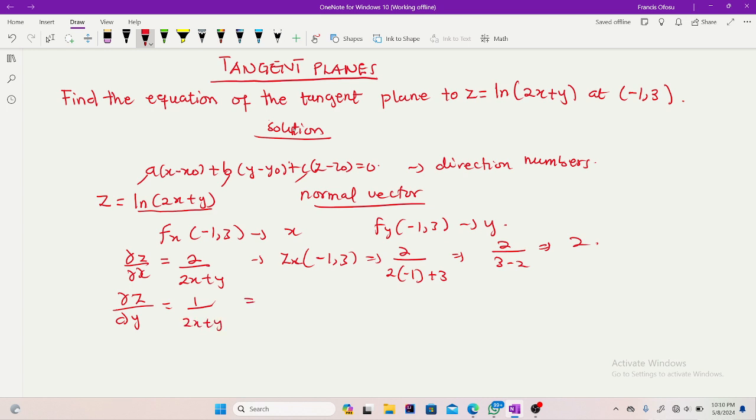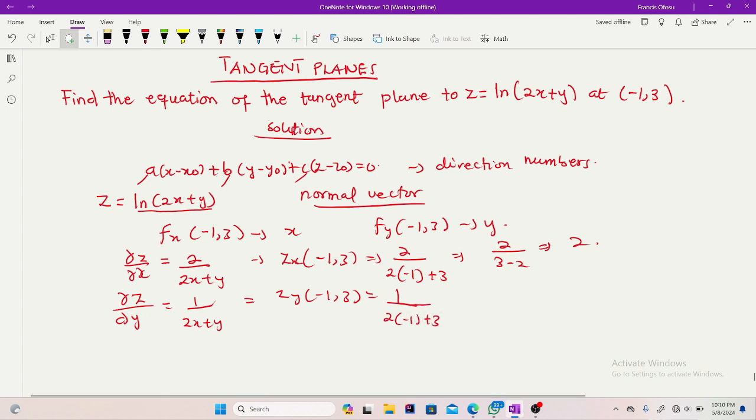This should be equal to zy at the point (-1, 3), which will give me 1 over 2 multiplying negative 1 plus 3. You know that 2 multiplying negative 1 plus 3 will give us 1, right? So therefore we get 1 here. So from here we can see that our normal vector, which happens to be the change in x and change in y components of our function, is given as (2, 1), right?